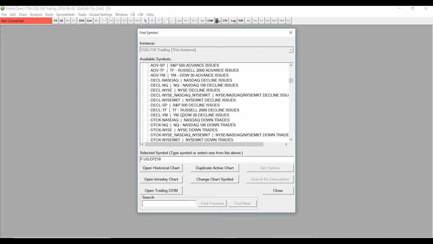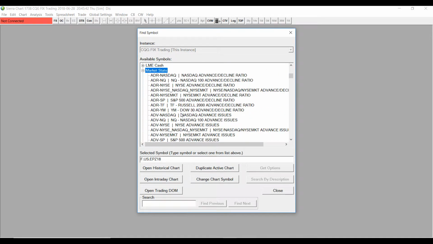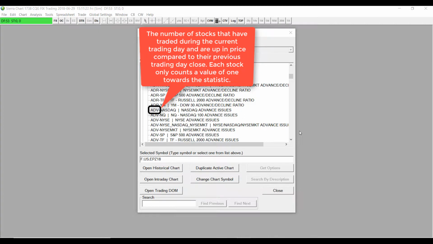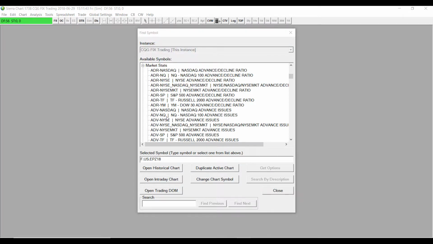That being said, the next chart type that we have in our list is the ADV. So the ADV, otherwise known as the advanced line, is the number of stocks that have been traded during the current trading day and are up in price compared to their previous trading day close. Each stock only counts a value of 1 towards the statistic. So as you can see, we have the advanced line, and we have it for each individual market type: the NASDAQ, the NASDAQ Market Index, the New York Stock Exchange, etc.